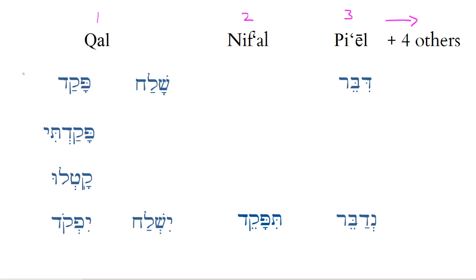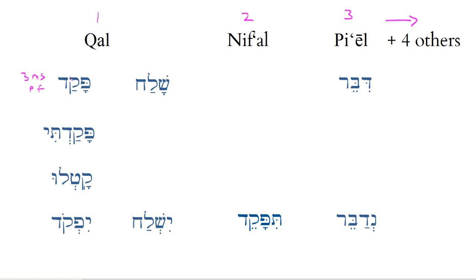We've already seen third masculine singular perfects in the qal stem. We've also seen a couple of examples from the piel stem, including diber, he spoke. We have seen that one as well. Let's take a look at these and look at some of our terminology.